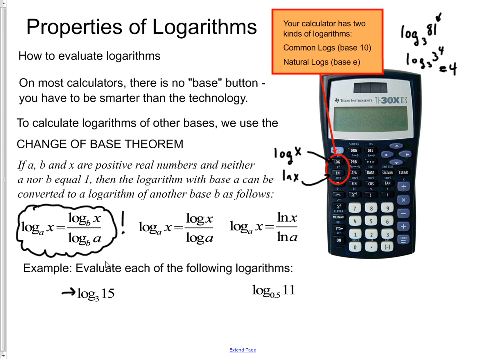So how can we use this change of base theorem? Well, for example, we could use the common logarithm and rewrite this as the common logarithm of 15 divided by the common logarithm of 3. We take away that base here, it's no longer a base, right? It becomes the actual argument of the logarithm.